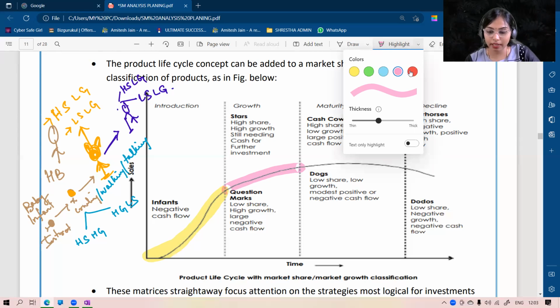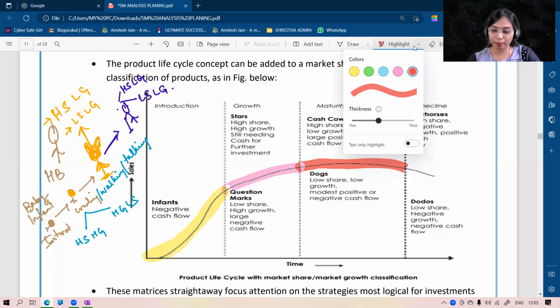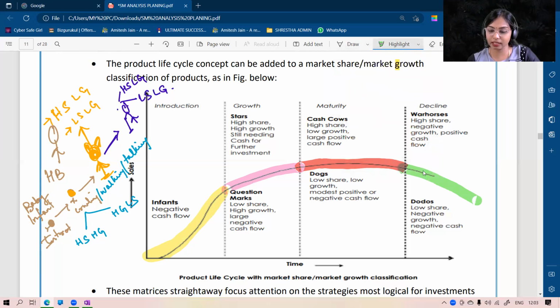Next is the cash cow. A product comes from growth into a stage of stability, a place where it can be high share, low growth, and it can be cash cows or it can be dogs. Then comes the decline stage, where it can be war horses, or it can be dodos.